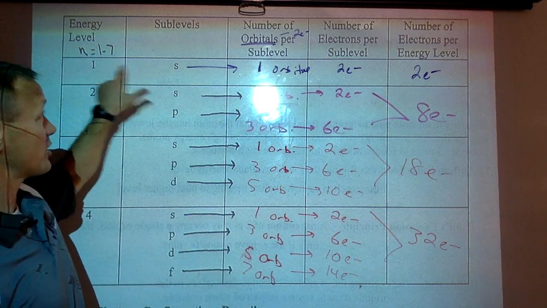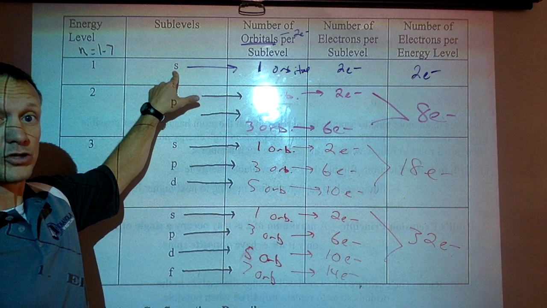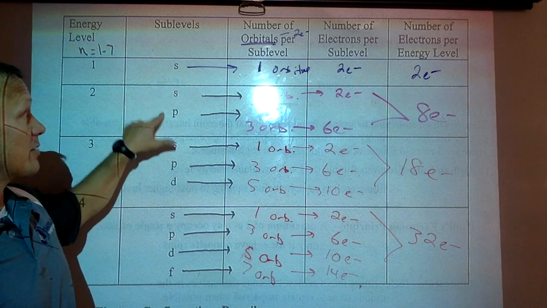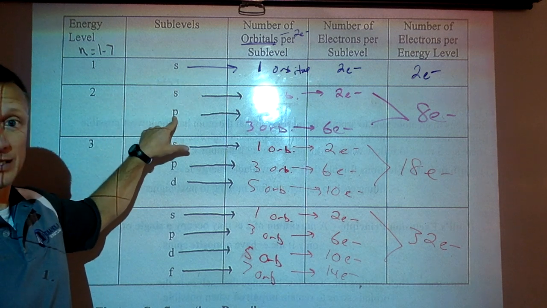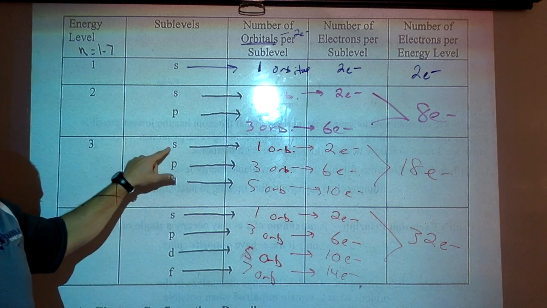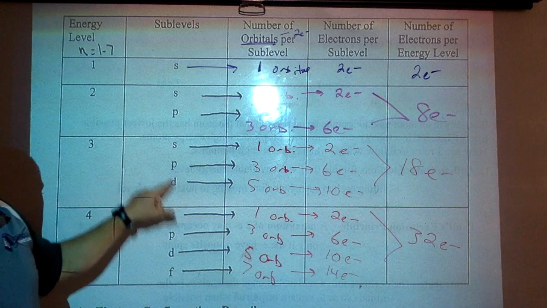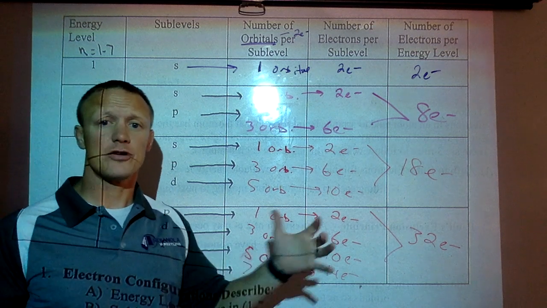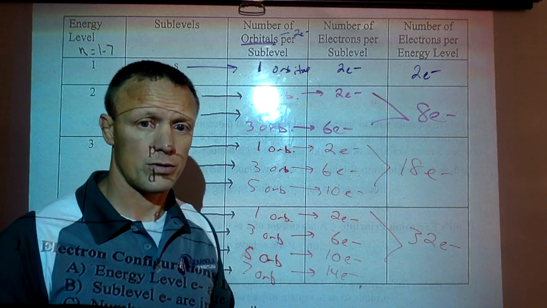So first energy level has only an S sublevel, which holds 2 electrons. Second energy level has an S and a P. This holds 2, that holds 6. So 8 total. Third energy level has an S, P, and D. This holds 2 electrons, 6 electrons, 10 electrons. So electrons tend to fill in order a little bit.